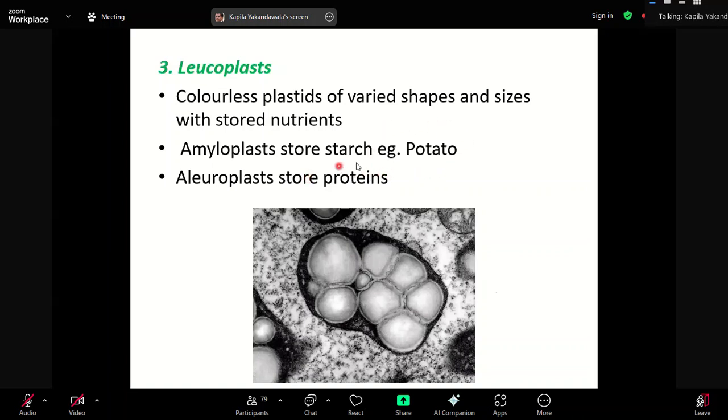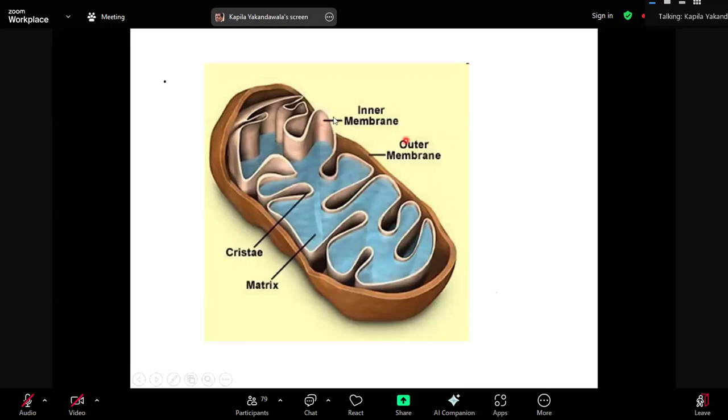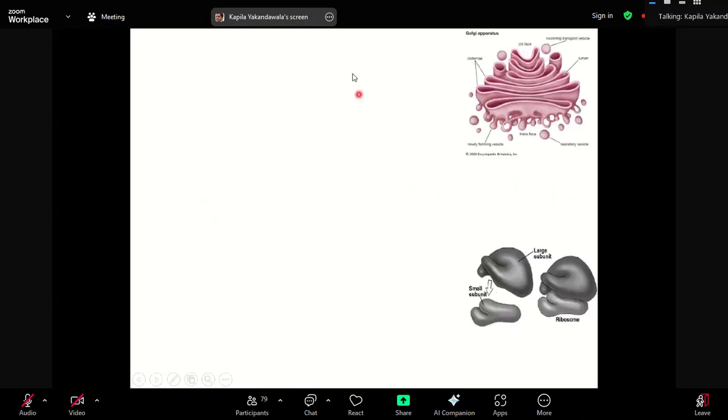If it stores carbohydrate, starch, we call it amyloplast, as an example in potato. When they store proteins, we call it aleuroplast. Then mitochondria, once again, Professor Abhay Singh has covered it, right? So it's a double membrane organelle. So it helps in the respiration process.